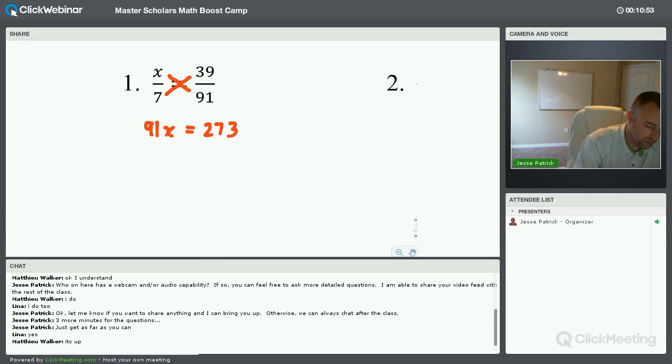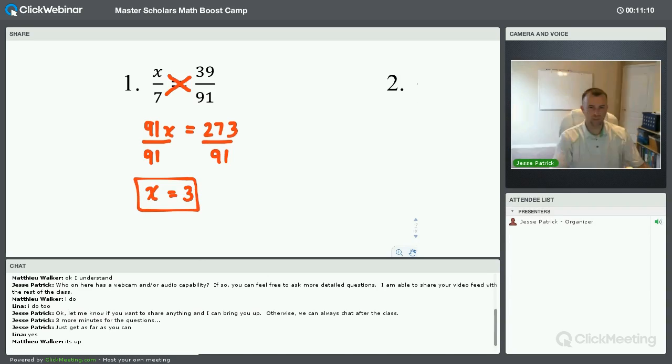Now I'm going to divide both sides by 91 to get the x by itself, and see if I get a nasty looking number or not. I don't. So x in this case would be 3. And so that's just a basic proportion. There's nothing too complex about that one, other than the numbers being big.